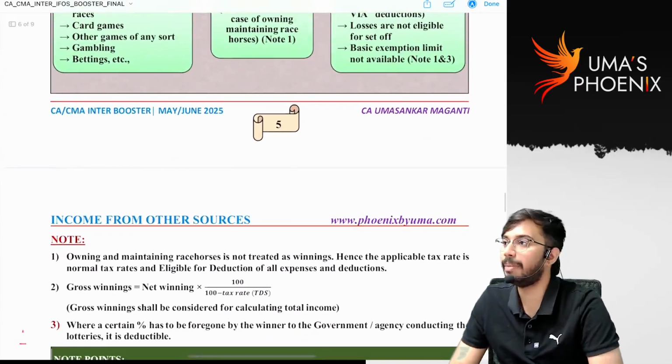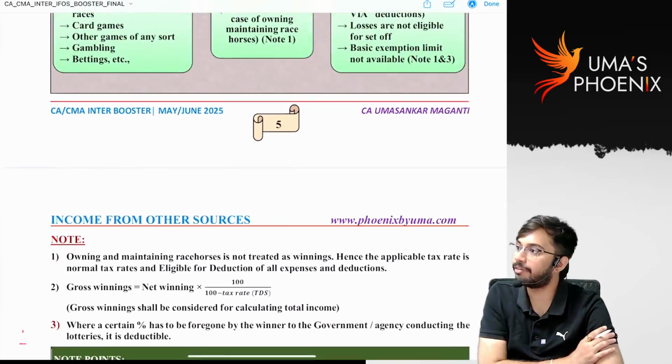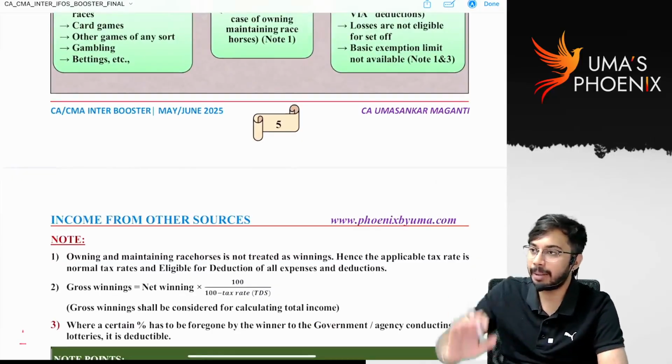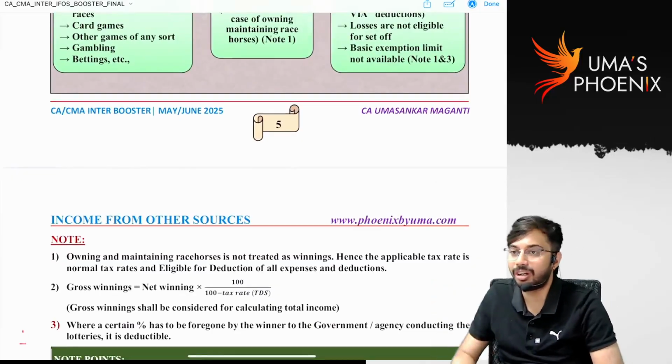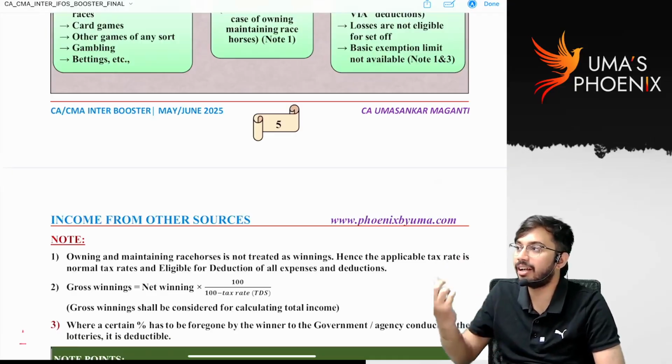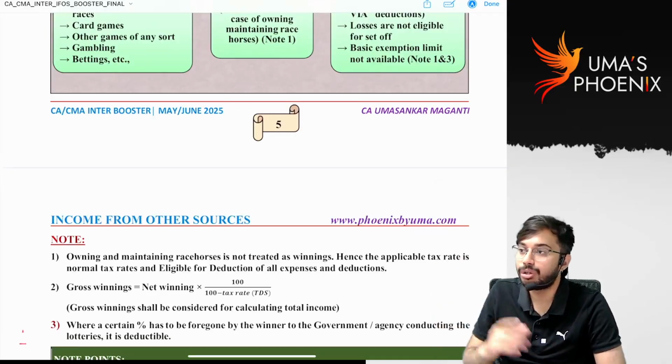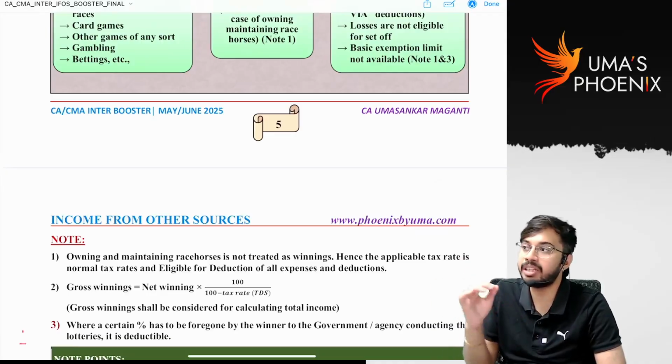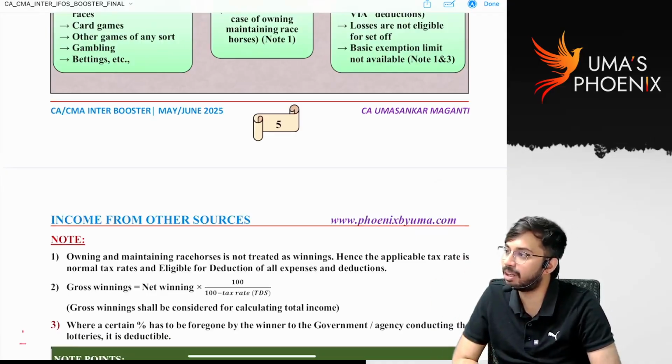Next, owning and maintaining racehorses is different from winnings. For example, a horse race is going on. I did betting on horse races. I said the black color horse will win. Through this, if I earn any amount, this we call winnings. Are you able to understand?